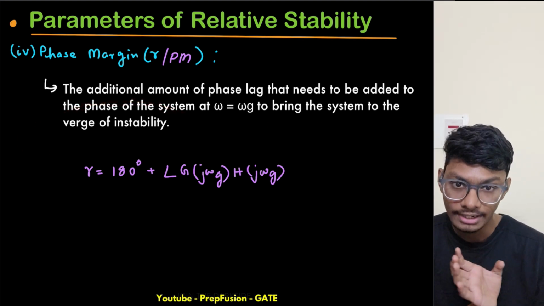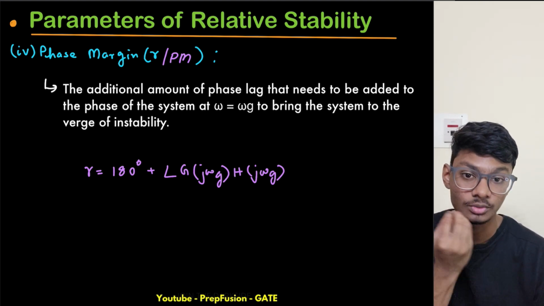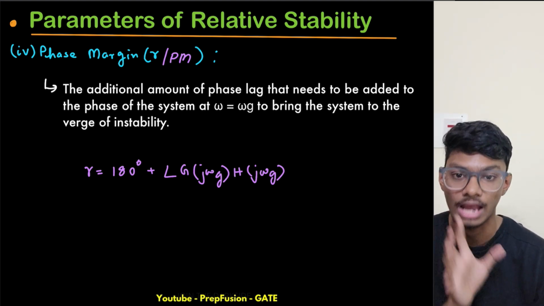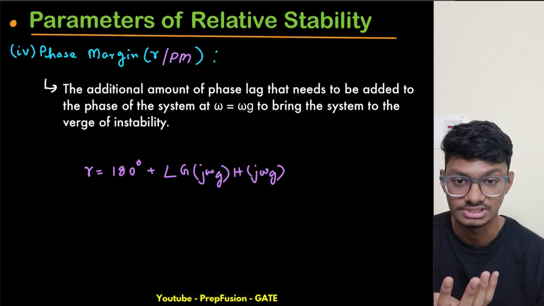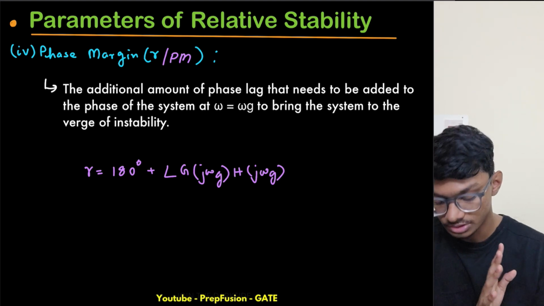Because if I add 180 degrees, what will happen? My gain is 1, and if my phase also becomes minus 180 degrees, then what will happen? It will become marginally stable. Basically I will have a crossover frequency at that point, right? That's why this is known as phase margin.